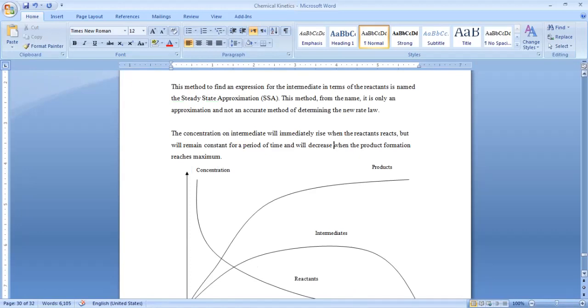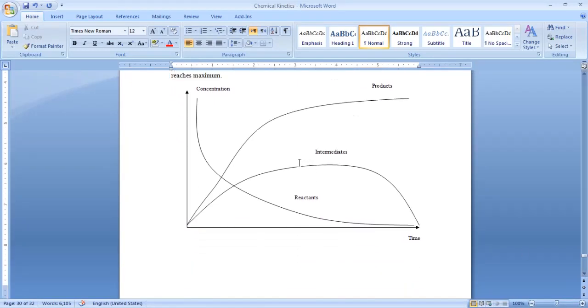It is only applicable when d[I]/dt equals 0, or the intermediate concentration is basically constant. It is no longer valid if the intermediate concentration is increasing or decreasing. When the intermediate concentration is constant, then the SSA method is applicable.